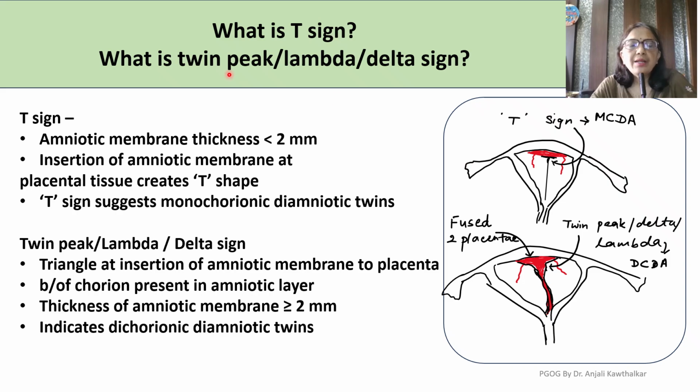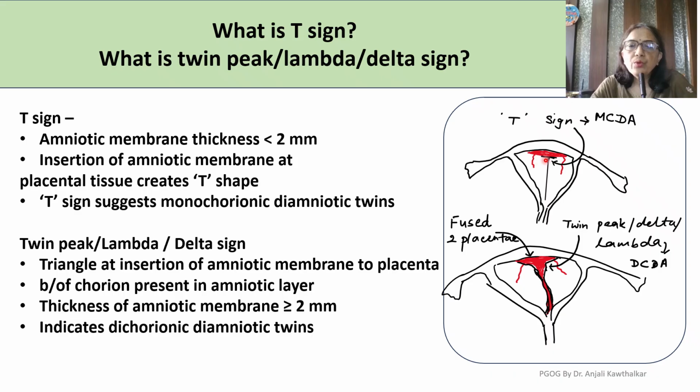Now, what is the T sign? What is the twin peak, lambda or delta sign? That is a very commonly asked question. In the T sign, the amniotic membrane thickness is like this. Now we can see clearly that this is a single placenta here as well as here. So in both situations we have a monochorionic pregnancy.